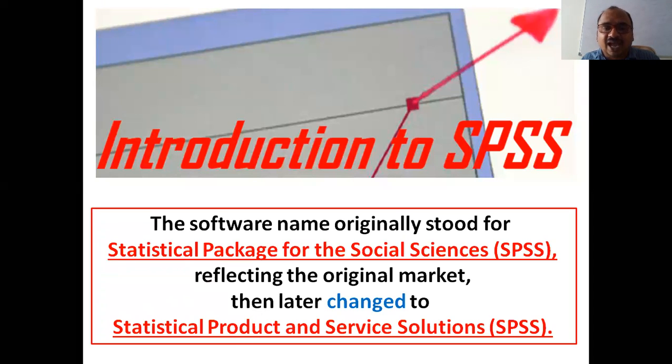Just imagine, and service solution. Social, service, science, solutions, all are changed. Only statistics remains constant. P is changed, S is changed. You have to write in the examination what is SPSS. Both you have to write: previously why it was, now why it is, and how it is, the name.